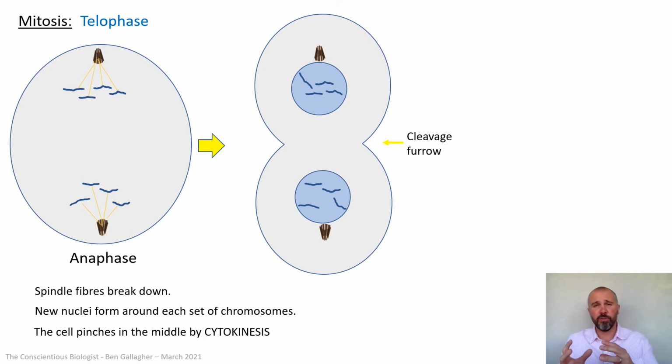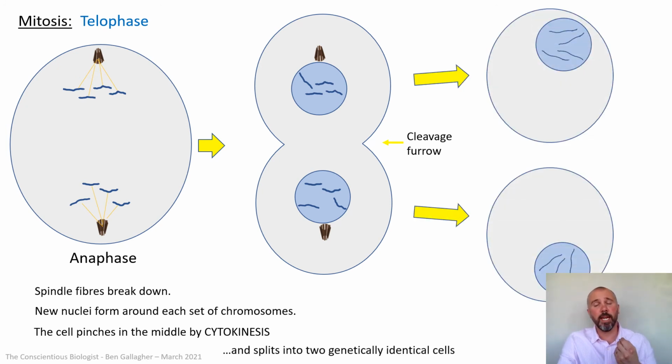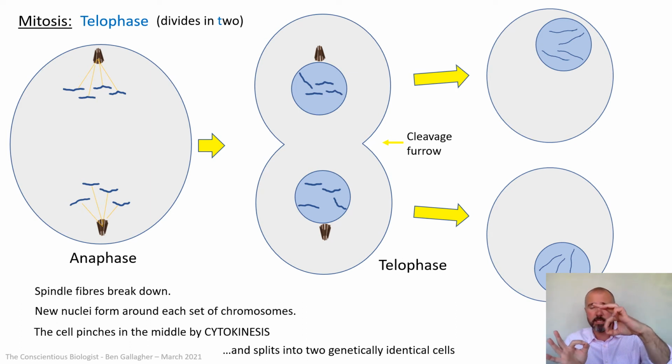Now, when the cleavage furrow has pinched in enough through this process of cytokinesis, which is really important, it's going to pinch the cells in two. You're going to get two new cells. Now, that whole thing there, that's telophase. Okay, the getting rid of the spindle, the formation of the nuclei, the pinching of the cell, right the way through to the final cytokinesis that splits them in two.